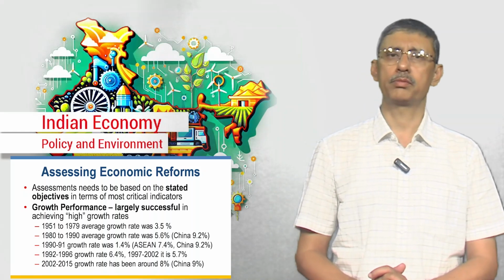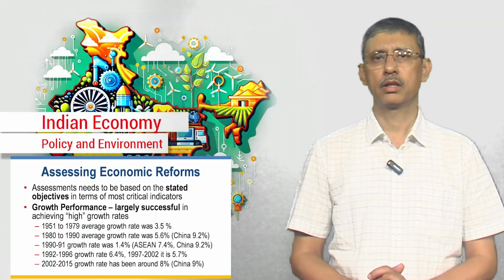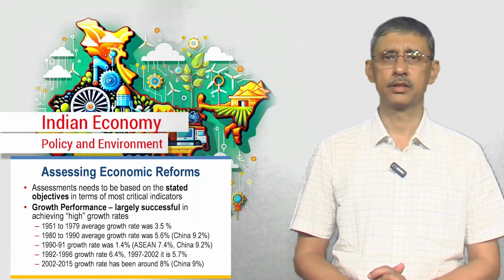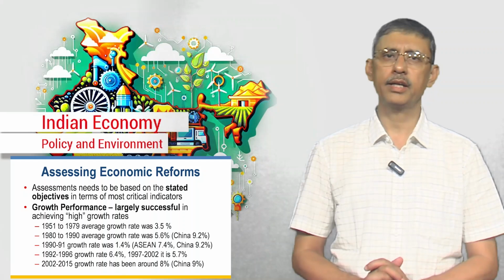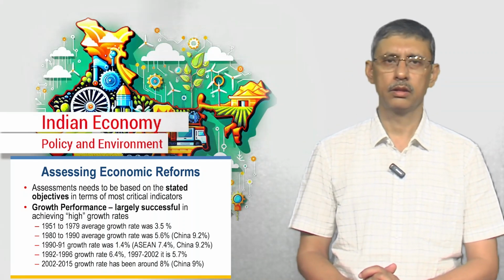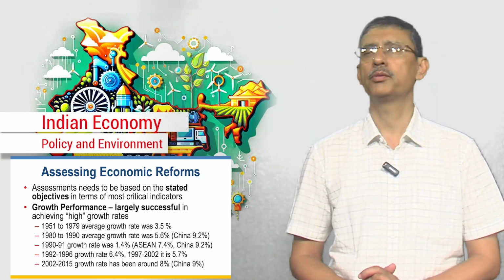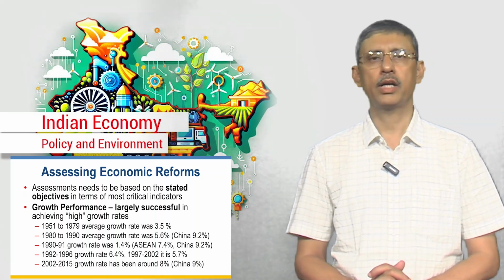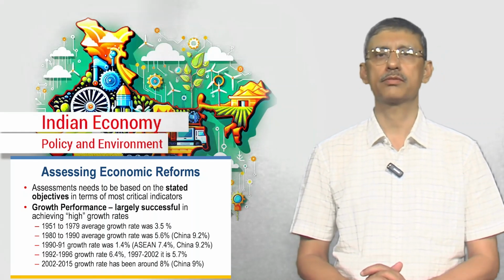When we see the growth performance, we can say that economic reform programs have been largely successful in achieving high growth rates compared to the pre-reform period. If we look at data, then you will find that from 1951 to 1979, the average growth rate was 3.5%. From 1980 to 1990, the average growth rate of India during that decade was 5.6%.